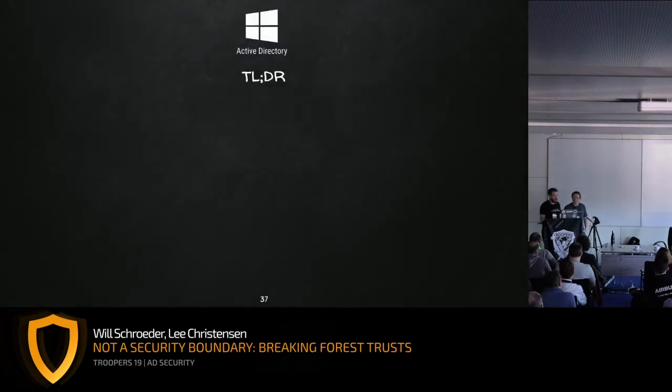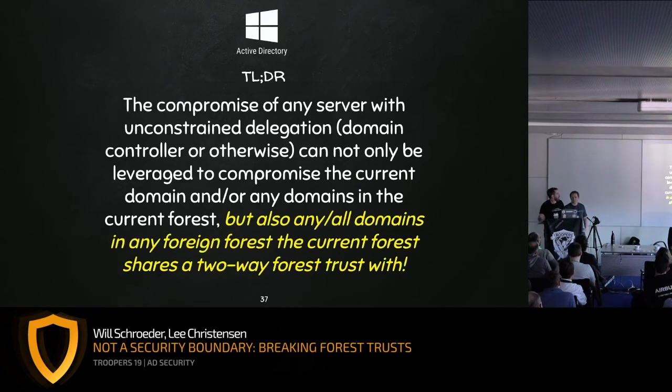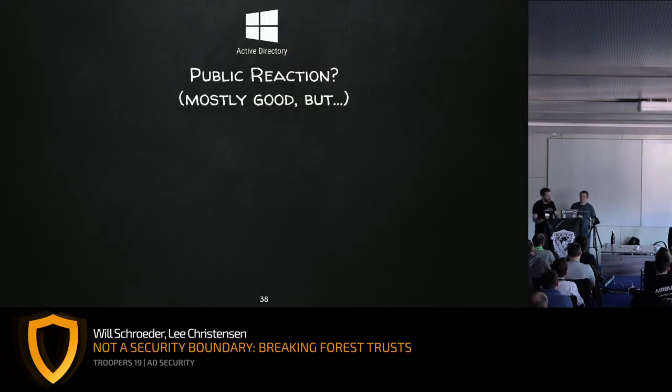So the TLDR is the compromise of any server with unconstrained delegation, domain controller or otherwise, can not only be leveraged to compromise the current domain and any domains in the current forest, but you can compromise any and all domains in any foreign forest that you share a two-way forest trust with. So we think that's bad. And we're going to explain exactly why we think it's really, really bad.